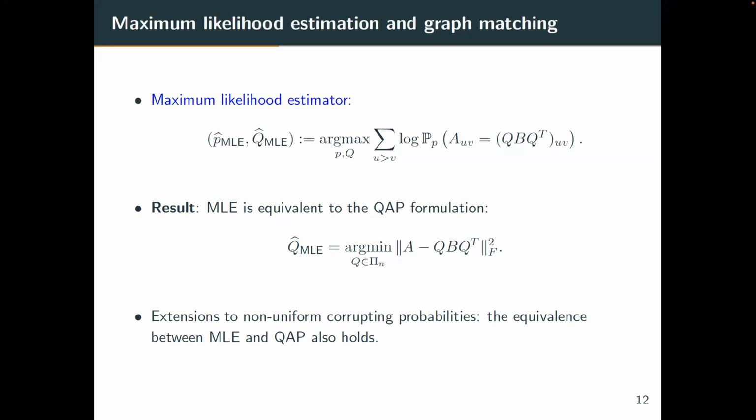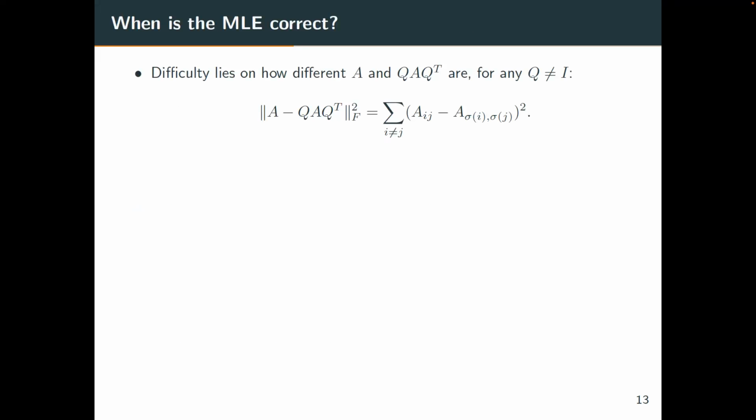And in principle, this is also true if the probabilities are not the same, if we have different, let's say, P_ij for every pair of edges. So this result also holds. So we can use this loss function now in order to compute the correct solution according to the maximum likelihood estimator. Okay, so that's the first thing.